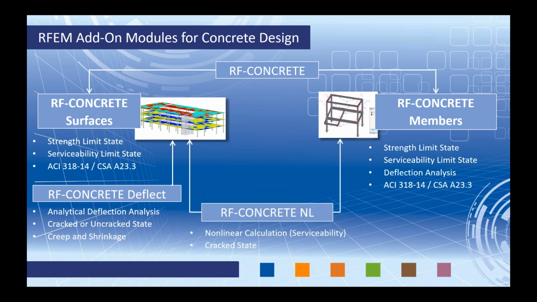And finally, we have the module extension RF-CONCRETE NL. This is applicable to both the surfaces and members modules, and this allows us to run a nonlinear calculation for the serviceability state only in the cracked state. So we won't be using analytical equations or factors, but we'll actually come up with the cracked section properties and rerun this within the stiffness matrix to account for those nonlinearities. We won't be getting into this today, but just keep in mind that that is a possibility if you're looking for it.